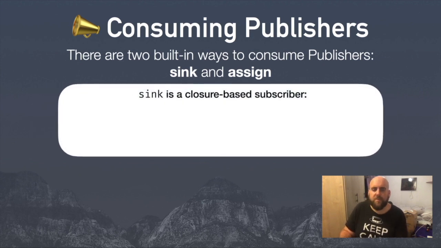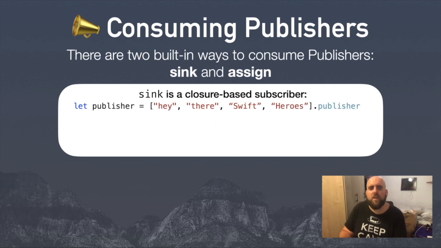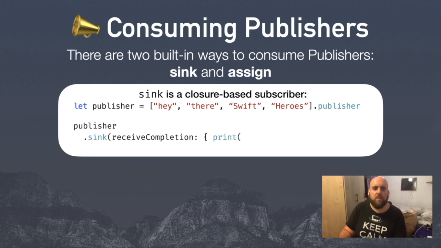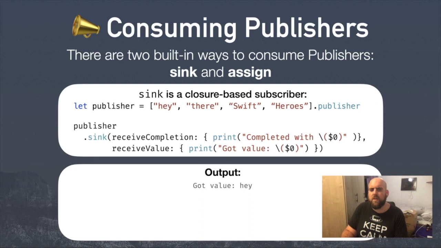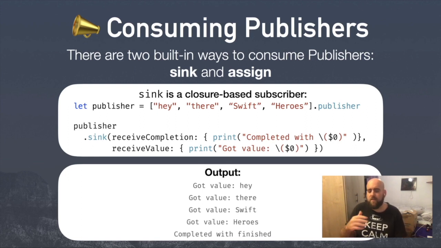Sync is a closure-based subscriber. That means we can just take a publisher like this one that publishes 4 strings, do publisher.sync, and then we get two closures, one to handle the completion event and one to handle the value event. If I run this code, I'm going to get, hey, there, Swift, heroes, and eventually I'm going to get completed with finished because no error occurred in this specific publisher.